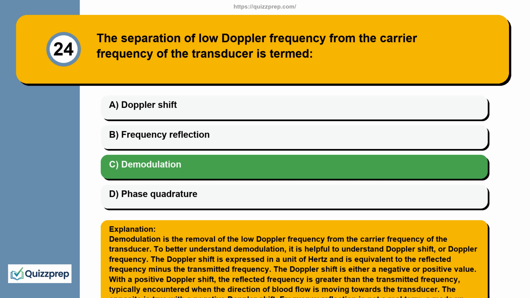With a positive Doppler shift, the reflected frequency is greater than the transmitted frequency, typically encountered when the direction of blood flow is moving towards the transducer. The opposite is true with a negative Doppler shift. Frequency reflection is not a real term, a made-up distractor. Quadrature detection, also referred to as phase quadrature, is a Doppler signal processing technology.